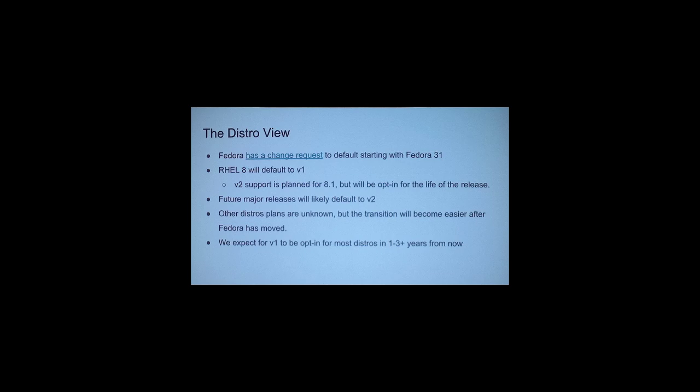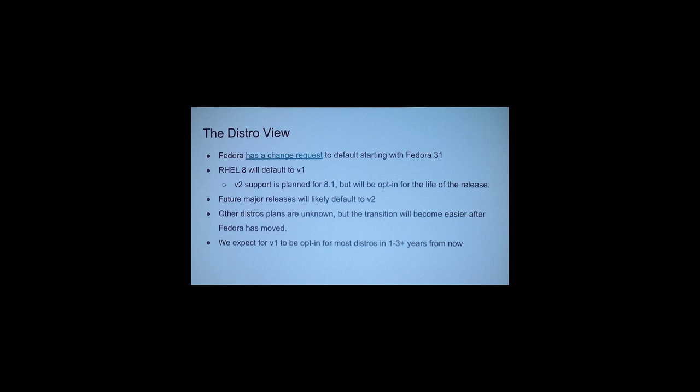I did reach out to some of the fantastic people at SUSE. They don't have a specific date, but they think it may be possible to flip maybe before Fedora, so we'll see how that goes. I'm not actually aware of other distributions' plans, but once one distro goes for this, a lot of people normally follow suit.